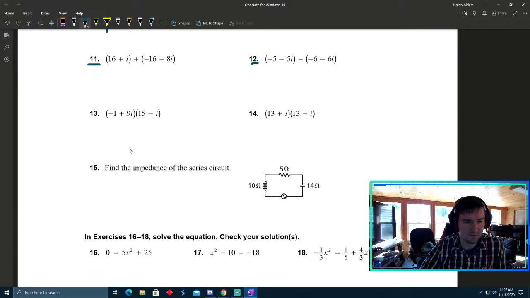And let's do one more example down here. Let's do number 13 together. So this is multiplication, right? So we could kind of FOIL this. Negative 1 times 15 is negative 15. Negative 1 times negative i, isn't that positive i?